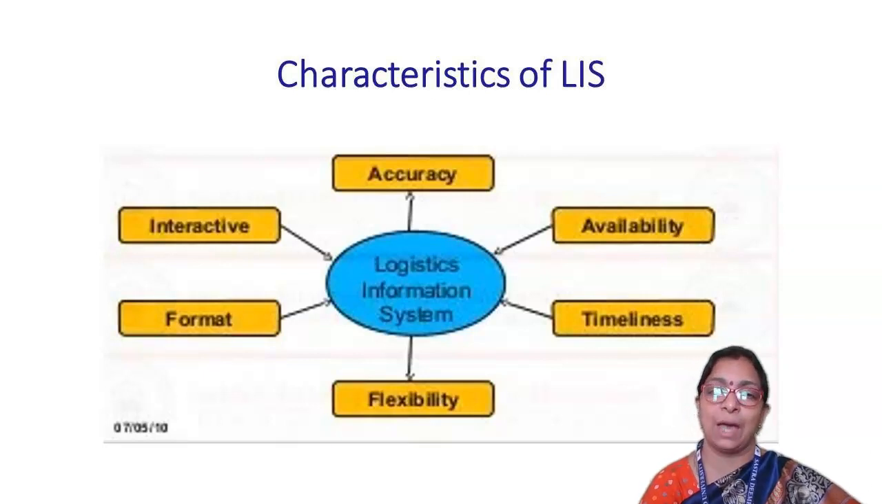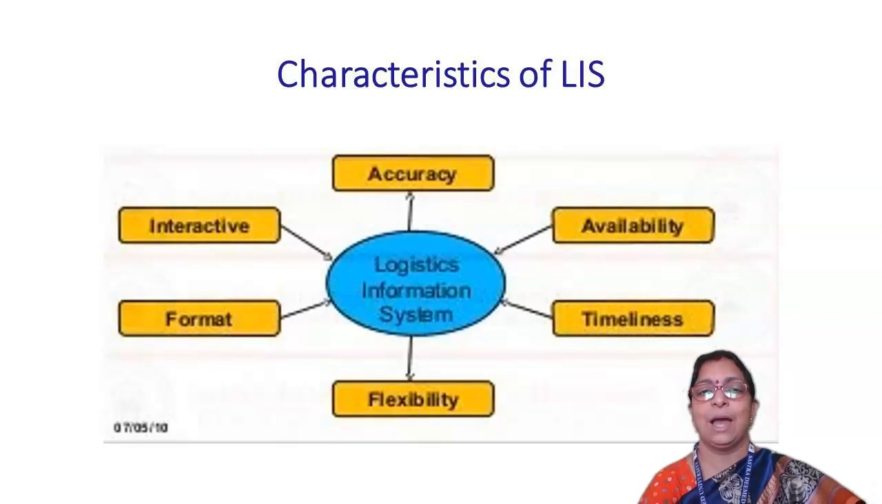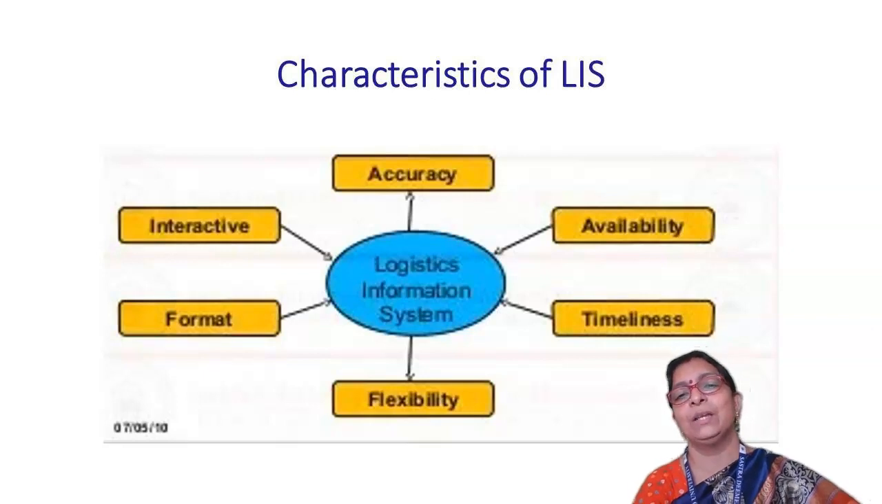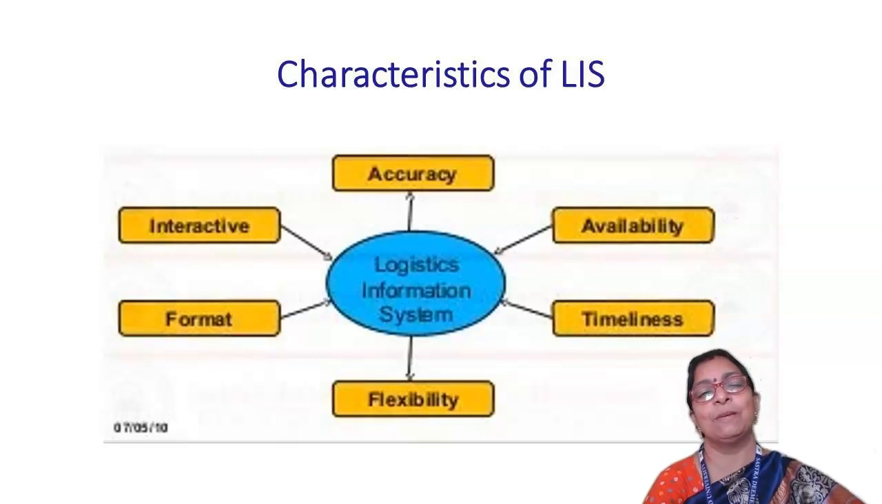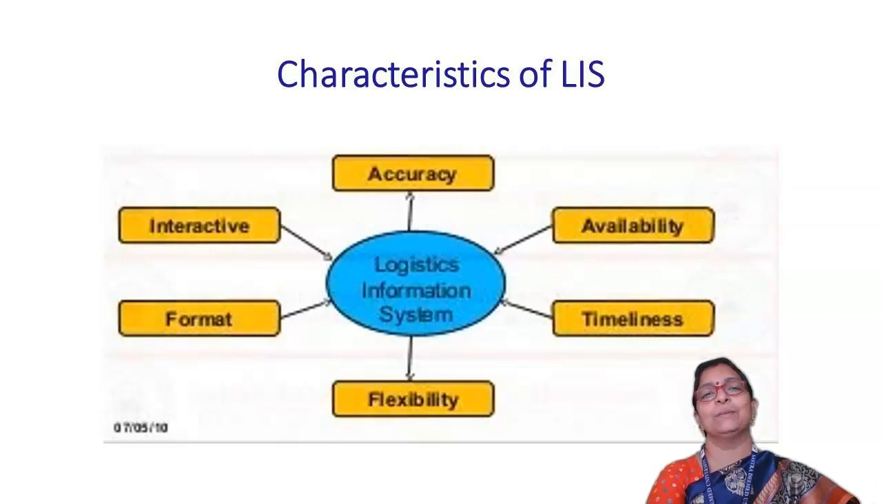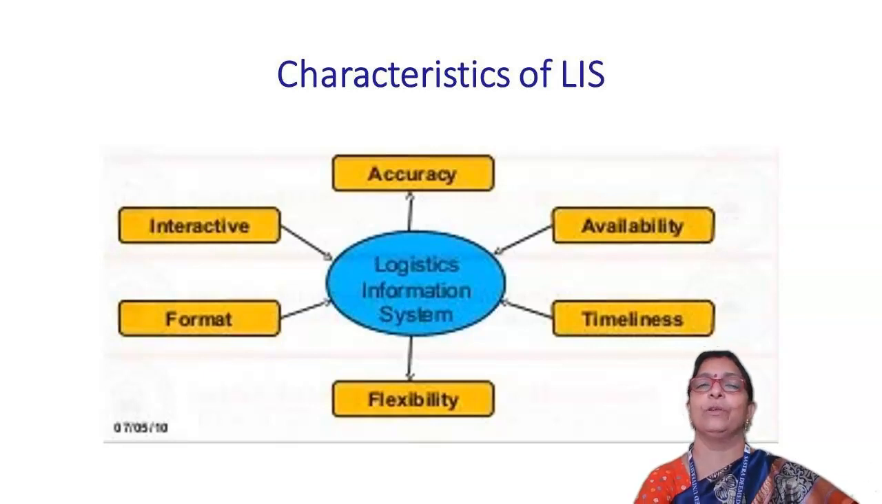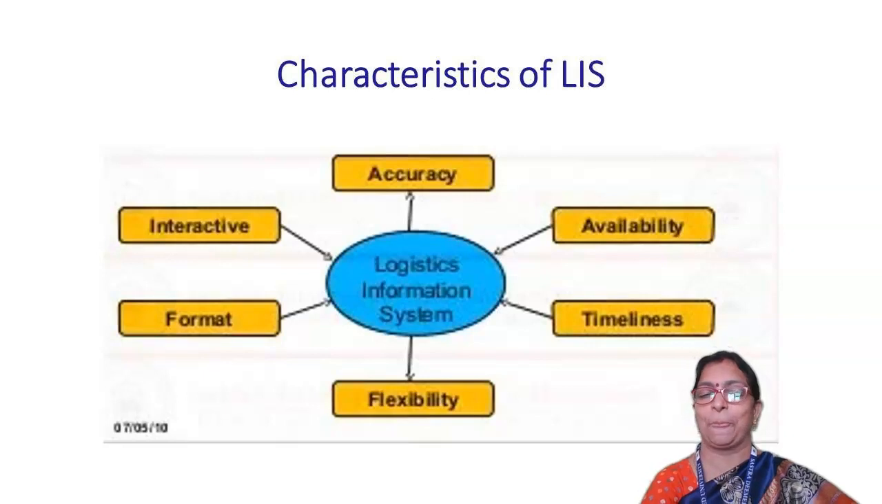So what are the basic characteristics an LIS must handle? There are nearly 8 characteristics related to accuracy, availability, timeliness, flexibility, format, and the entire system should be very much interactive. So let us see one by one the basic characteristics requirements of a logistics information system. The first one is availability. Yeah, let us start from accuracy even.